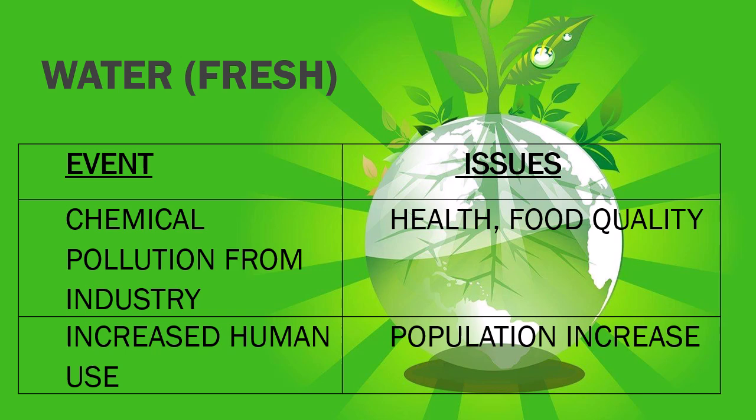Now, if we move on to fresh water, chemical pollution from industry is a big problem. This causes health and food quality issues. And increased use by humans of the water for things like irrigation. This is about population increase.